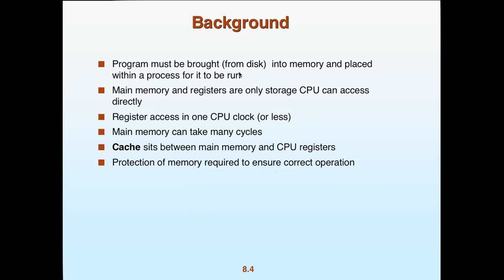So what we've got here, register access is really quick, 1 CPU clock cycle or less needed for a CPU to access a register. Cache memory sits between the main memory and the CPU registers. So cache is kind of the halfway point. We've got the registers, we have the cache, and then we have the main memory. I'll call it main memory for lack of a better word, but it's the bulk of the memory that we're configuring.